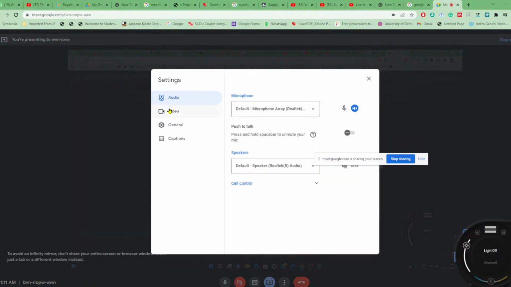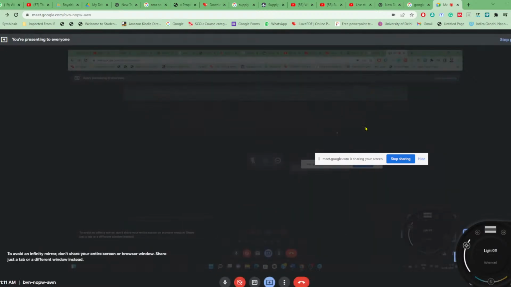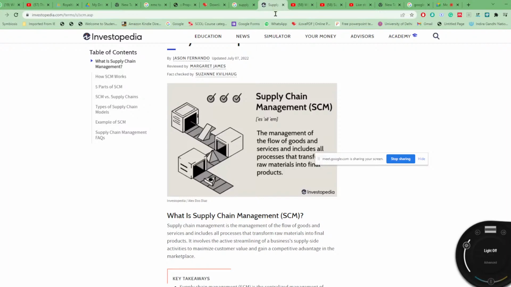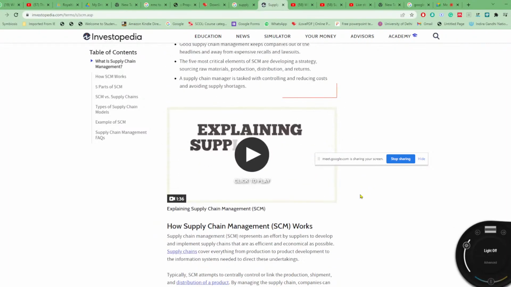Module 5, SCM performance measure: importance of performance measure, introduction of the SCOR model, types of performance measure, productivity measure, quality measure, customer service measure, and cost measure.